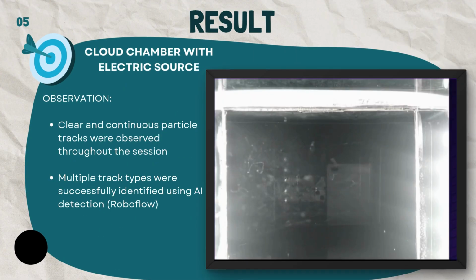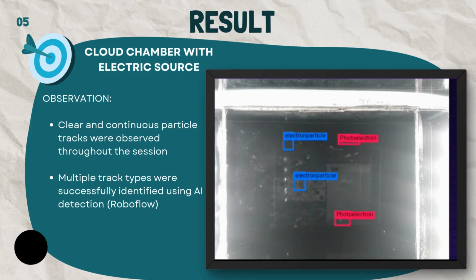In this setup, we used a cloud chamber powered by an electric source. During the observation, we clearly saw continuous particle tracks throughout the entire session, unlike the DIY setup. And we also observed that multiple track types were successfully identified using Roboflow.